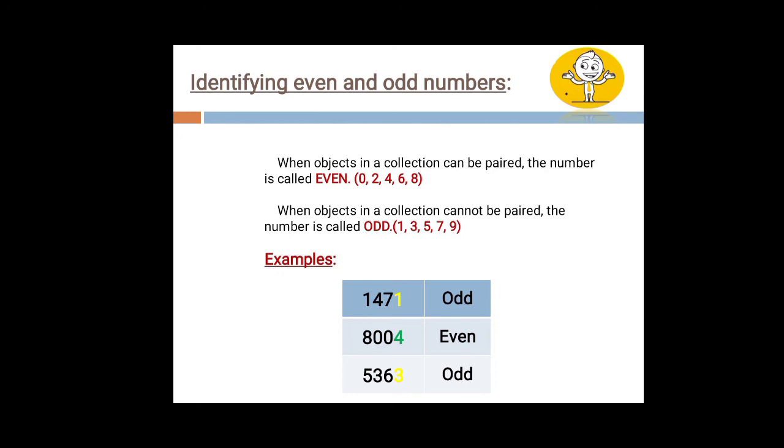1471. At the place of ones, you can see there is 1 and 1 is odd. So that number will be an odd number. 8004. At the place of ones, you can see there is 4 and 4 is even. So that number will be an even number. At the place of ones in the last number, it is 3. So that number will be odd.